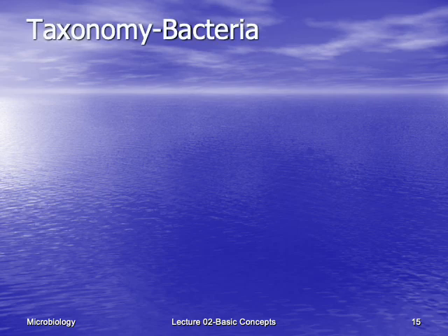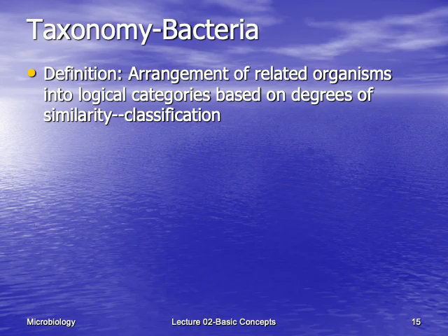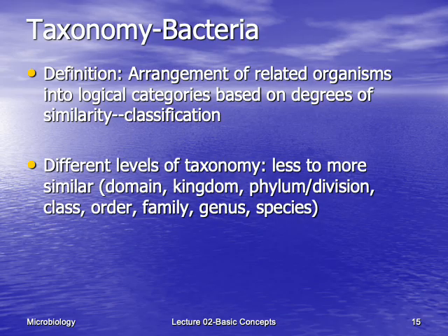So let's now really get into more what people think of as taxonomy. But like I said, we've been doing it already. Taxonomy is just classifying. It's arranging related organisms into categories based on their degrees of similarity. Alrighty. You've seen these taxa before. Things can be in the same domain, but that doesn't mean they're really similar. If things are in the same kingdom, they're a little more similar.